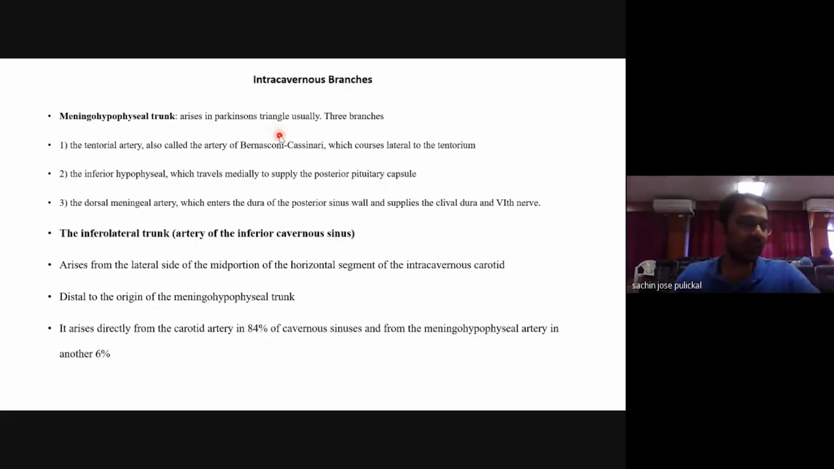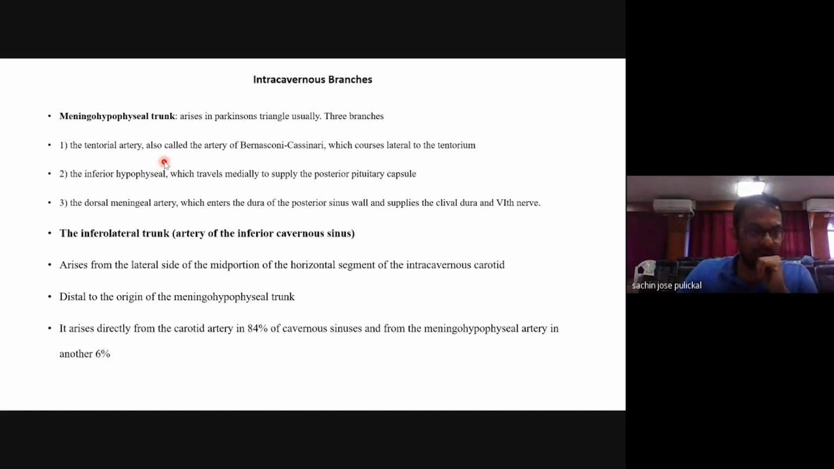Coming to the intracavernous branches, the ICA has three important intracavernous branches. The most important one is the meningohypophyseal trunk. It usually gives three branches. The first and important artery is the tentorial artery, also known as the artery of Bernasconi Cassinari, which courses laterally and enters into the tentorium, like the name indicates. The second branch from the meningohypophyseal trunk is the inferior hypophyseal artery, which goes into the posterior pituitary capsule.